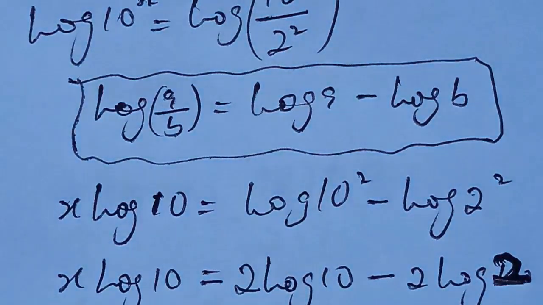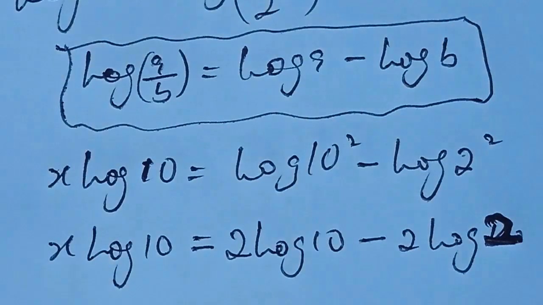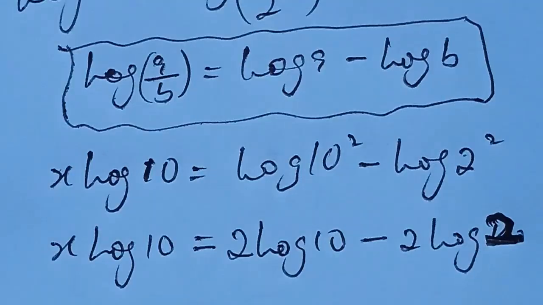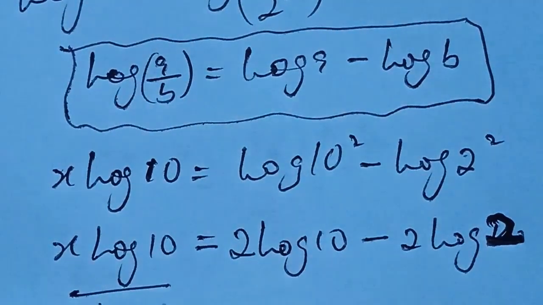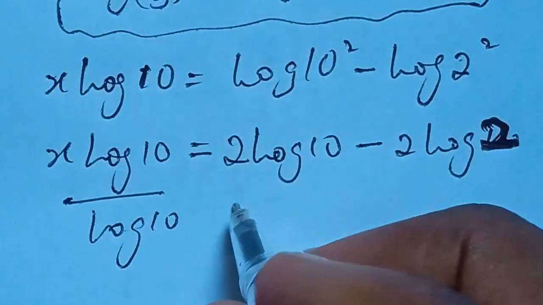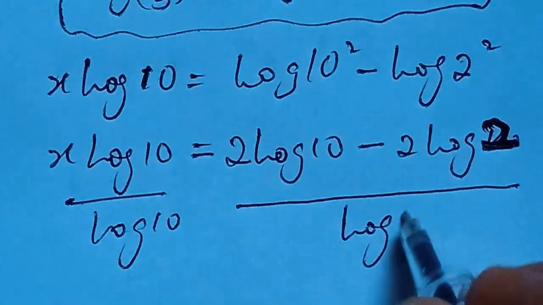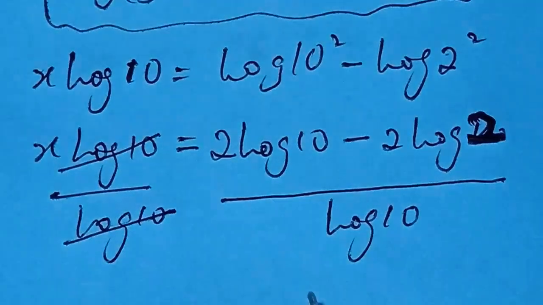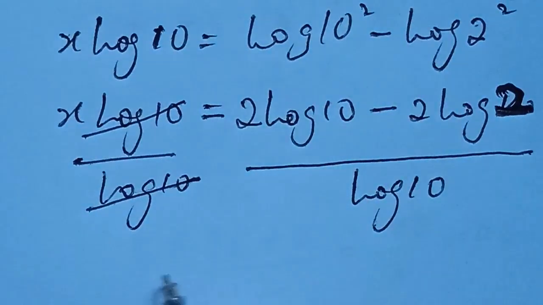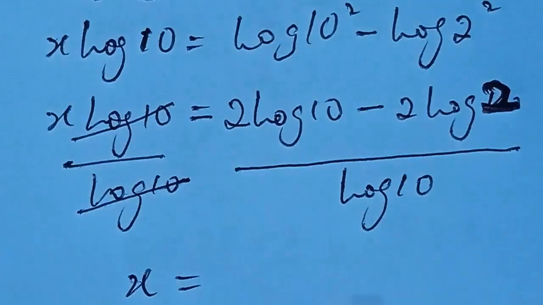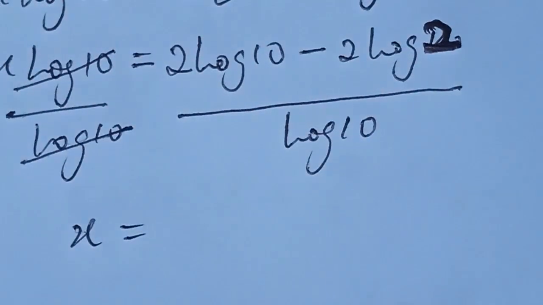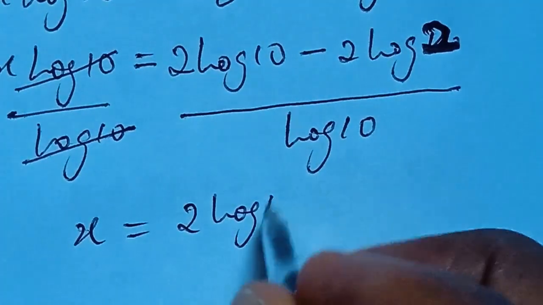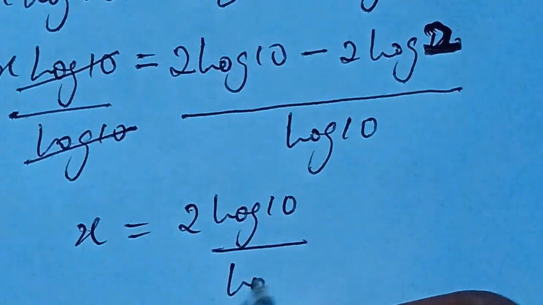Okay, 2 log 2. Now here we can isolate x by dividing both sides by log 10. So we divide by log 10, and we also divide this by log 10. Now this log 10 goes with this log 10, and our left hand side will be isolated with ordinary x.